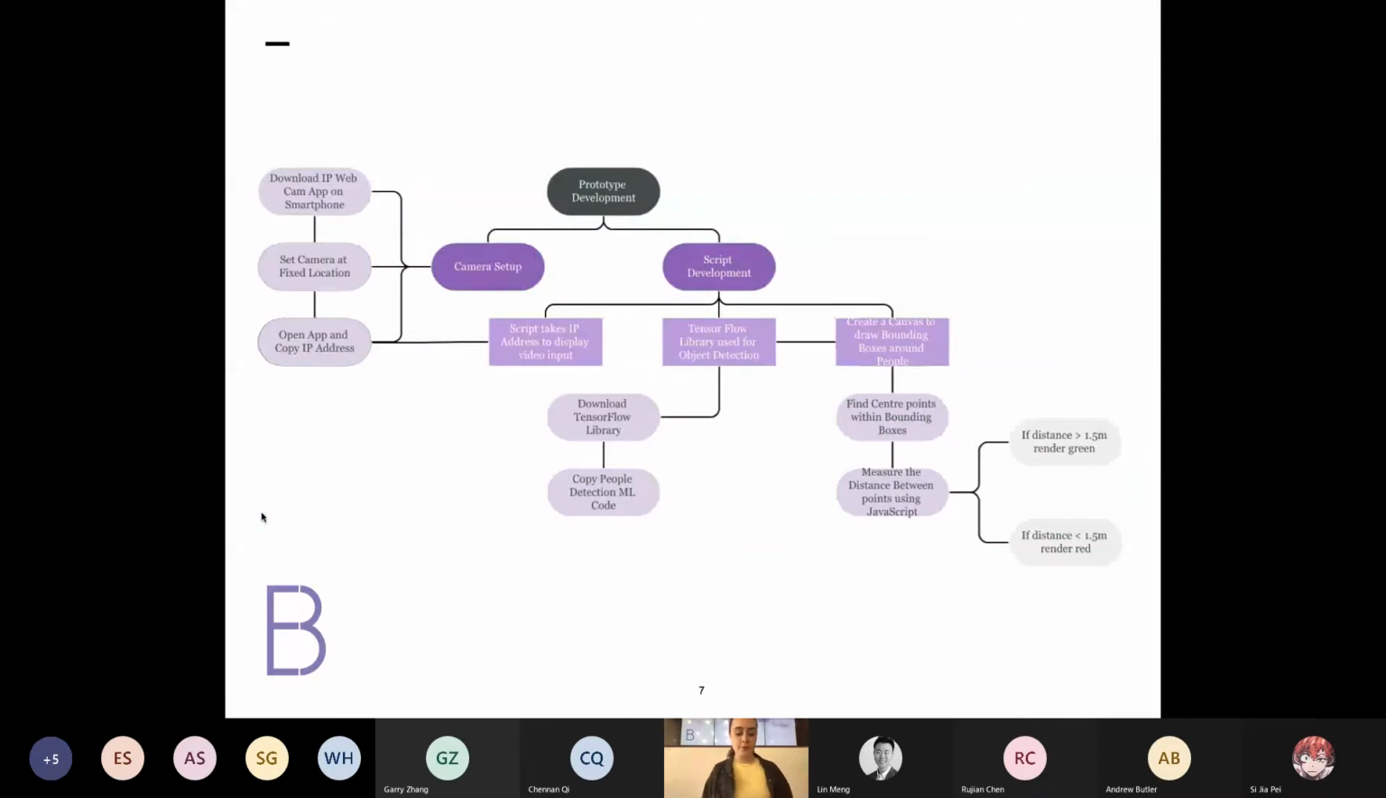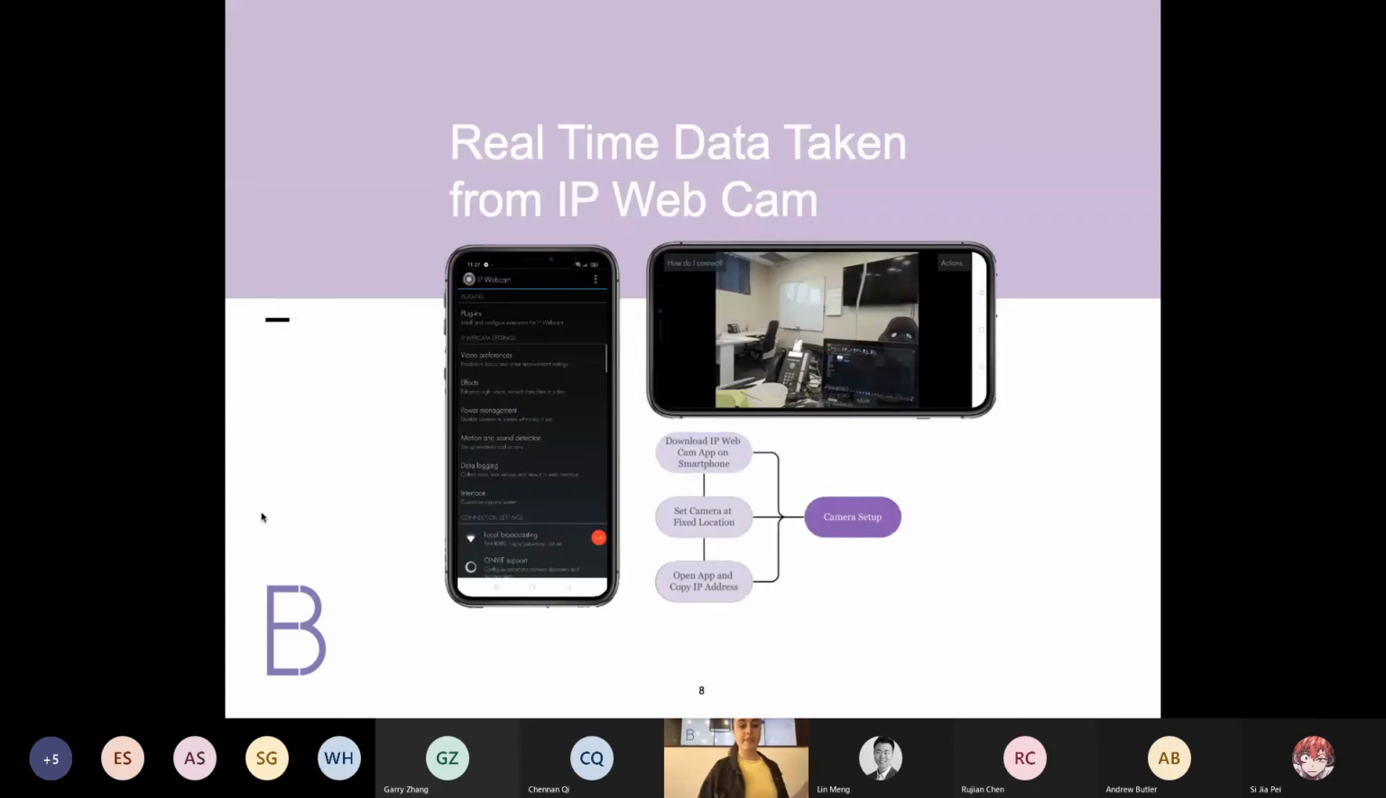This is my workflow. The main sections of the prototype development include the camera setup and the script development. With the camera setup, it utilizes an IP web camera application on your smartphone, and then you set the camera to a fixed location and copy the IP address into the website that is developed using JavaScript. I use TensorFlow as a machine learning platform to detect people, and then a Euclidean distance formula to measure the distance between people. So the first stage was setting up the webcam.